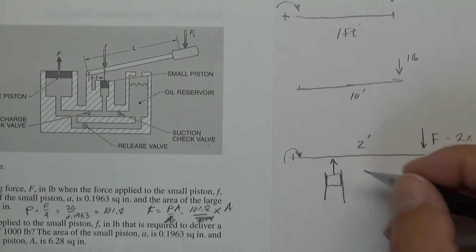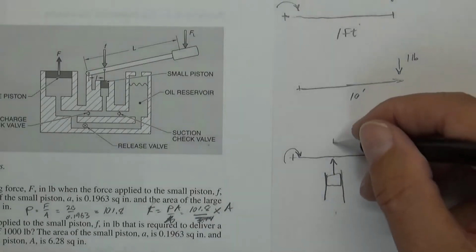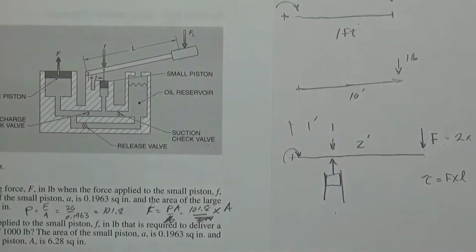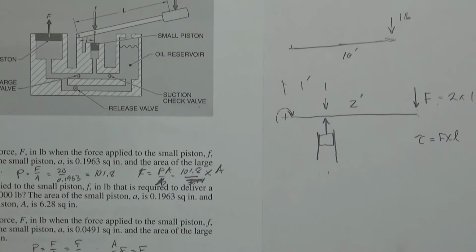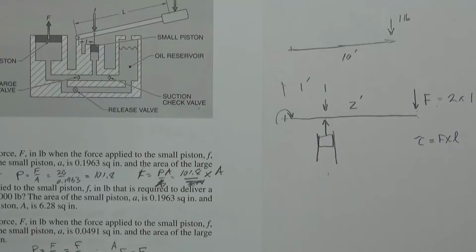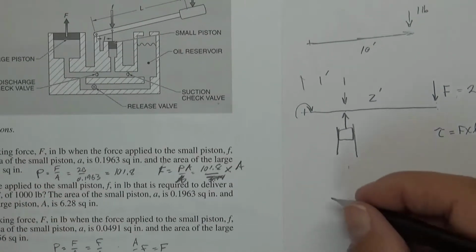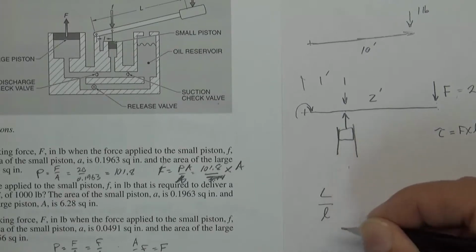So if this were at 1 foot out, if this is 1 foot out from here, 1 foot right there, then this would be applying a force of 2 in the other direction. So really all you need to know to deal with these lever arms is just the ratio of the lengths. So the mechanical advantage is just big L over little l.